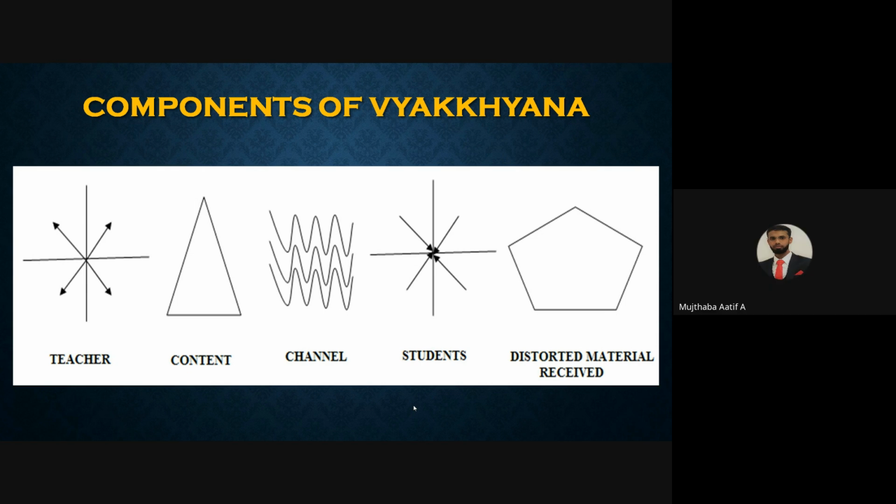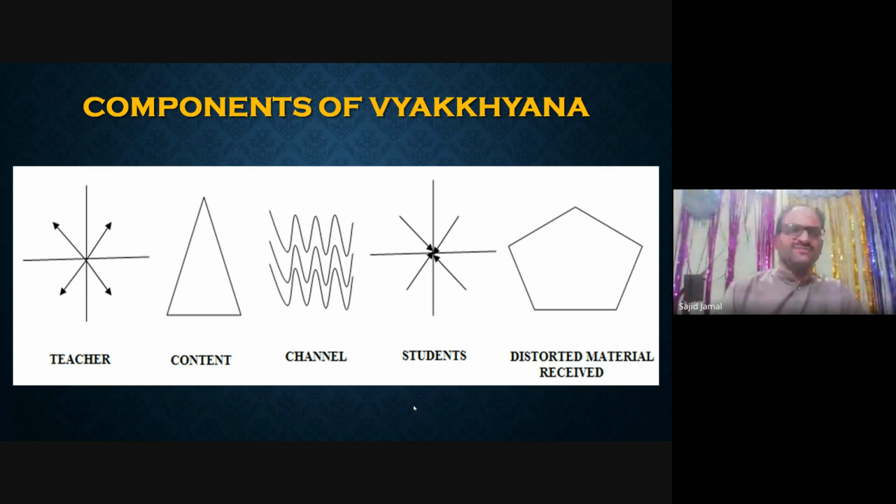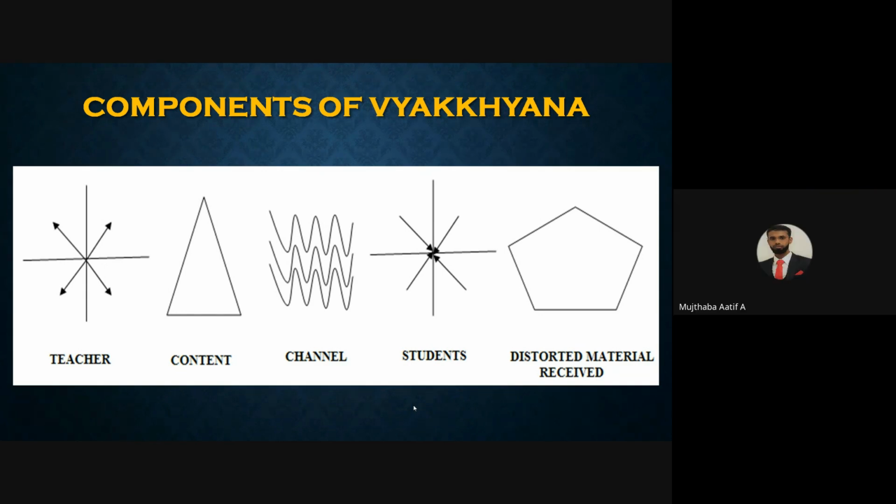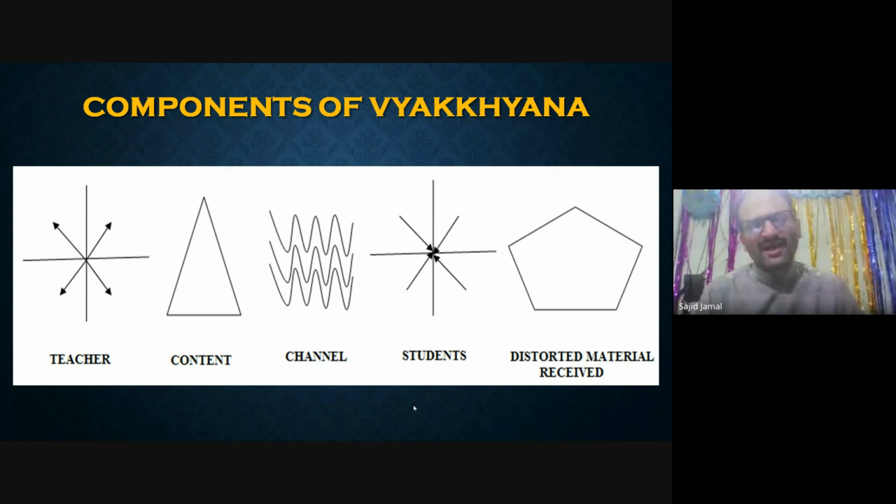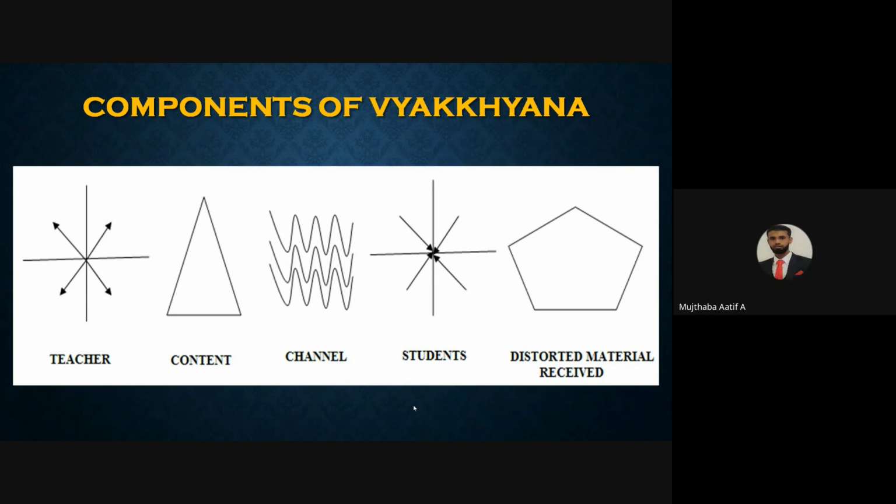Yes, sir. So how many components of Vyakhyana are shown on the slide? Five components. So spell them out. First one is teacher, sir. Second one, content. Third one, channel. Fourth is the students, fifth is the distorted material received.